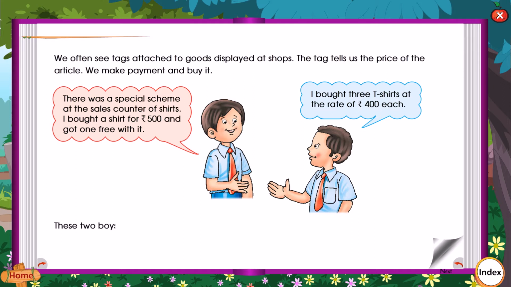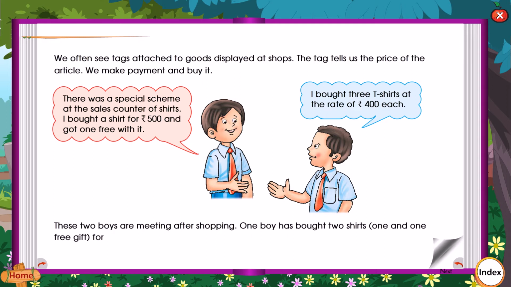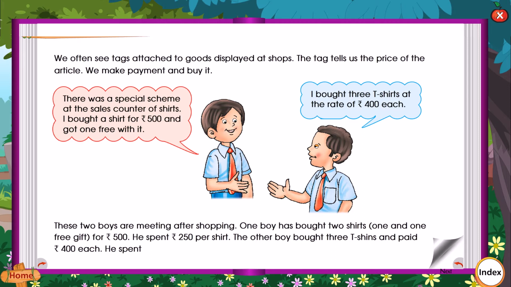These two boys are meeting after shopping. One boy has bought 2 shirts, one and one free gift, for rupees 500. He spent rupees 250 per shirt. The other boy bought 3 t-shirts and paid rupees 400 each. He spent rupees 400 into 3 is equal to rupees 1200 for 3 t-shirts.